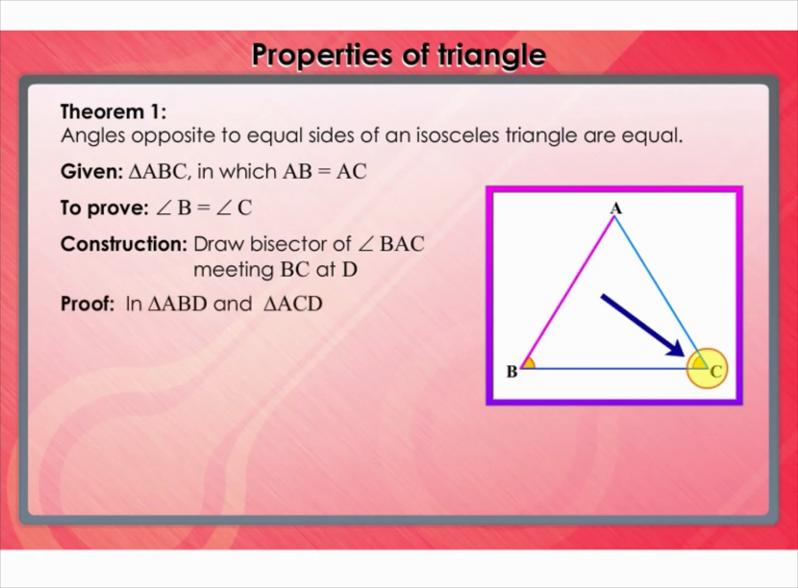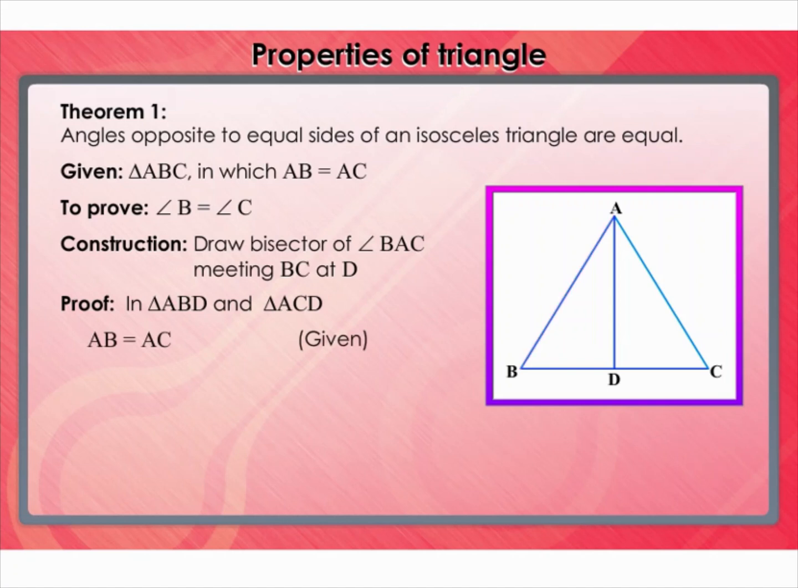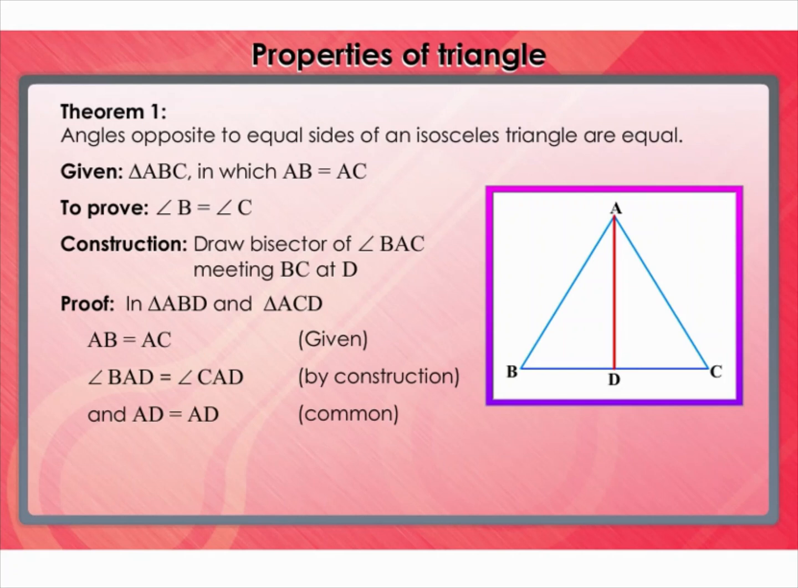First, we'll show triangle ABD is congruent to triangle ACD. In triangles ABD and ACD, AB is equal to AC. This is because triangle ABC is an isosceles triangle. Angle BAD is equal to angle CAD, since AD is the bisector of angle A. Side AD is common to both the triangles.